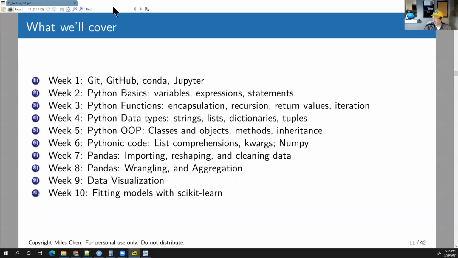But that's what we have. So this first week, I'll cover a few things: Git and GitHub, along with Anaconda and Jupyter. And so on Wednesday, I'll get into Git and GitHub. And then on Friday we'll get into Jupyter. All right, and then starting next week, we'll start really getting into Python programming. Okay.